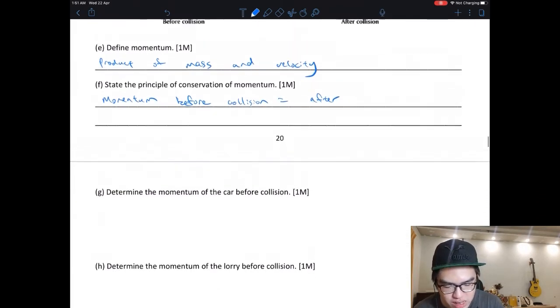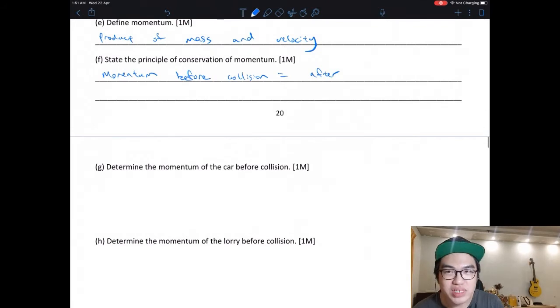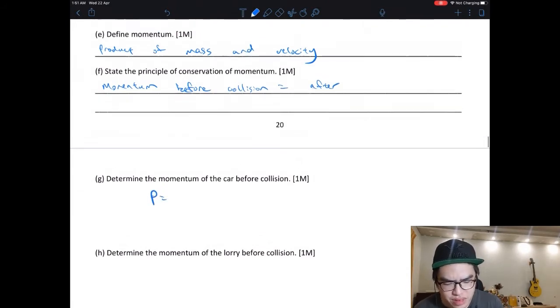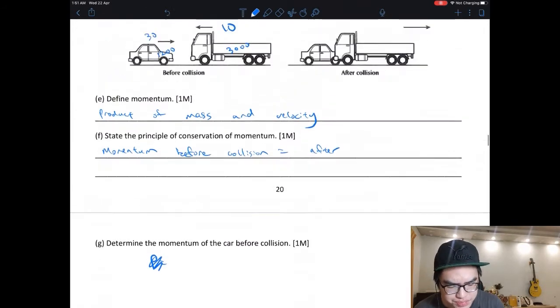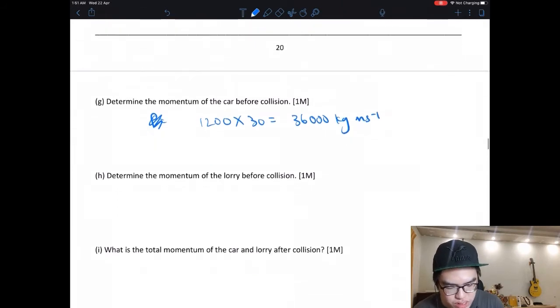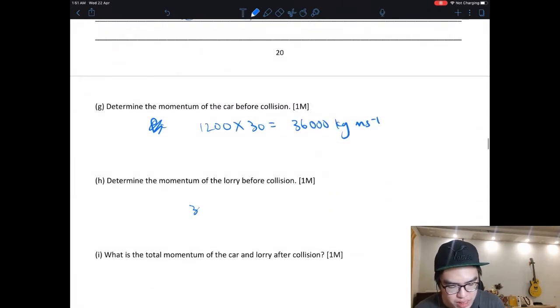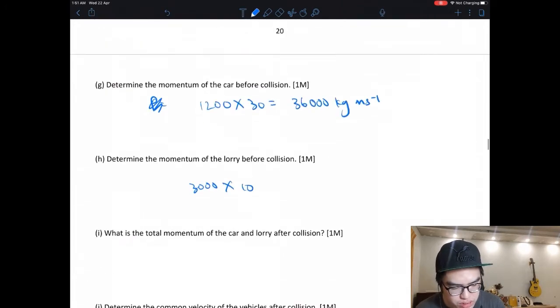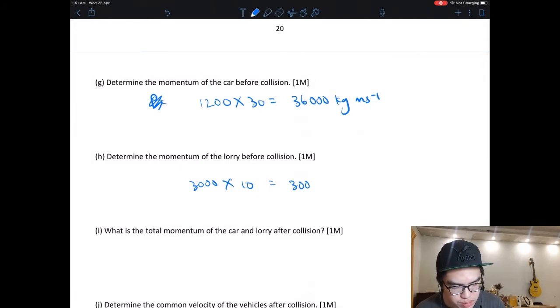Okay, so the car, momentum, you can just write P equals to, or don't write P, never mind. 1002 times 30, you should get 36,000 kgms minus 1. How about the lorry? The lorry is 3000 times 10, because the lorry is moving at 10, so you should get 30,000 kgms minus 1.